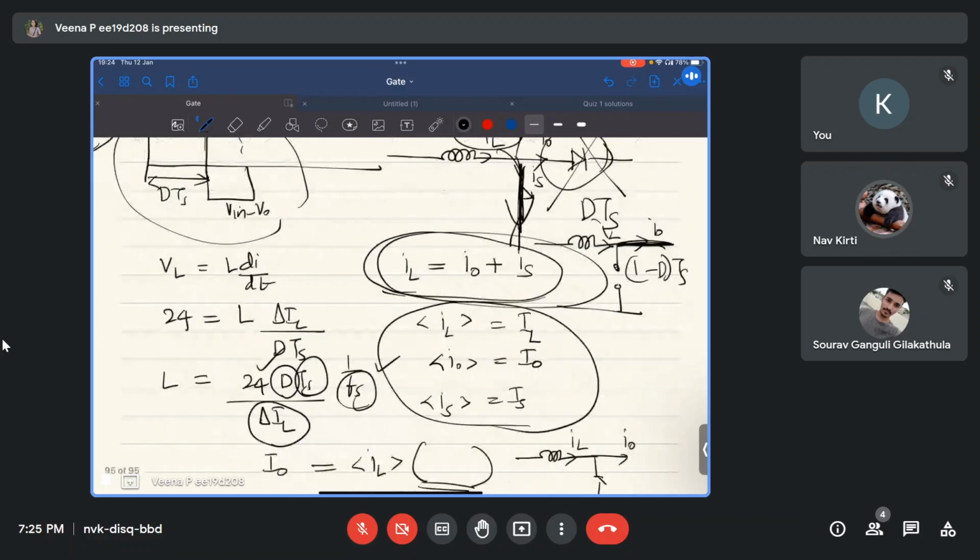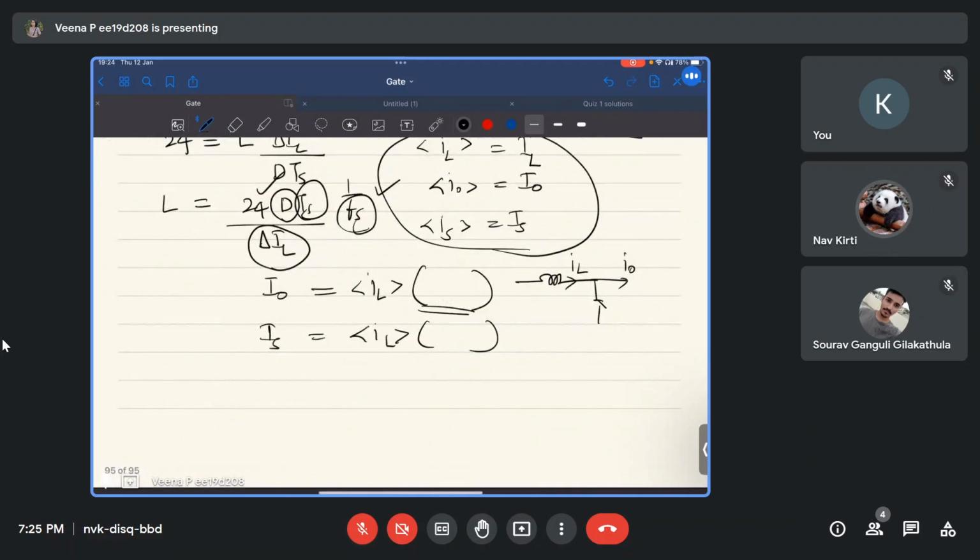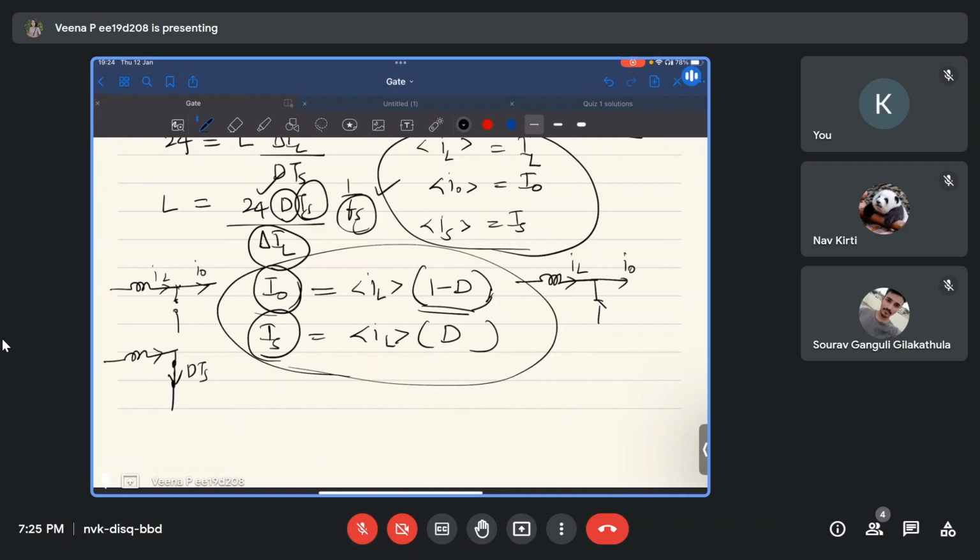Yes, ma'am. Okay. So this relation is how much time the inductor current flows through the output. In the boost converter, when the switch is off, the inductor current will flow through the output. So that duration, 1 minus D times Ts by Ts, will cancel out, so 1 minus D is the factor in the case of output current. In the case of switch current, the inductor current flows through the switch during the DTs duration, so the factor is D. This is the relation between the average values of inductor current and the output as well as switch current.